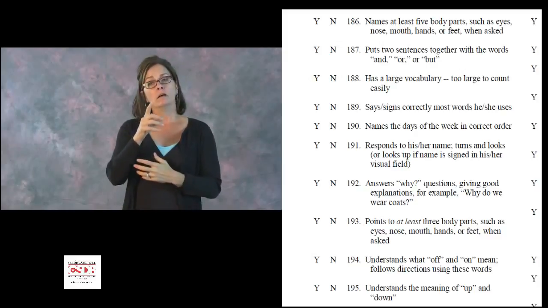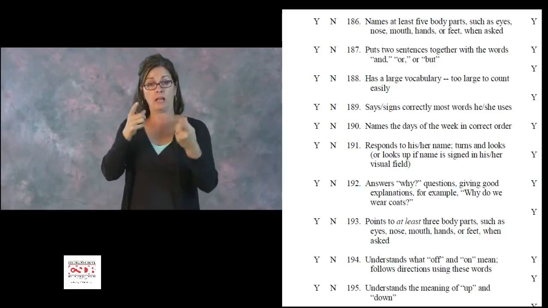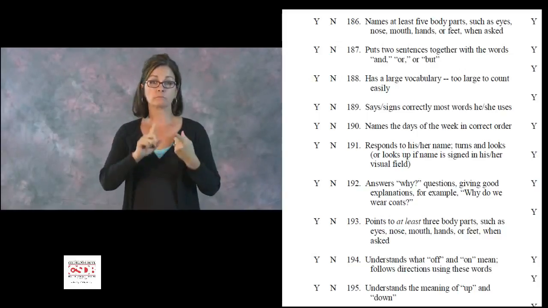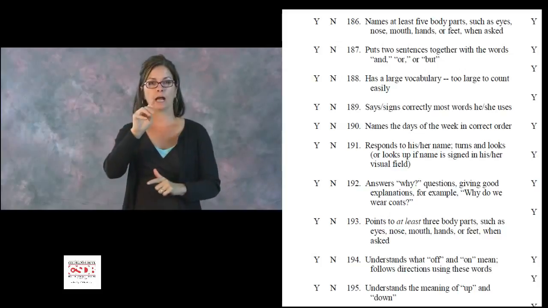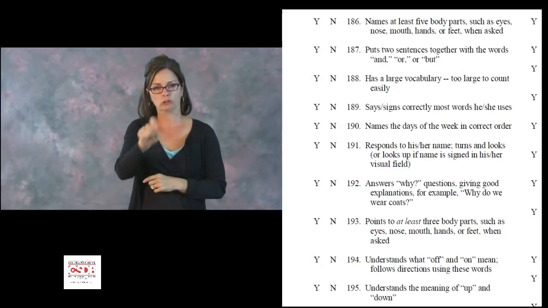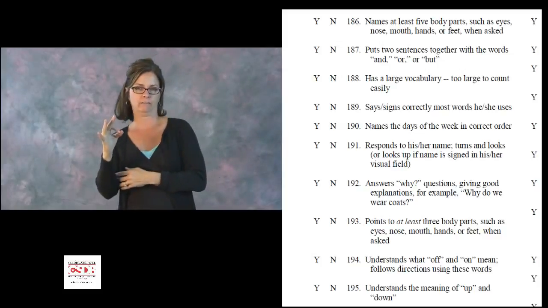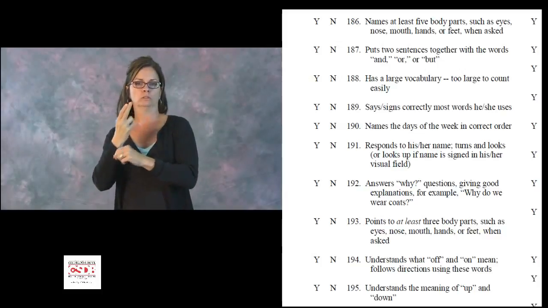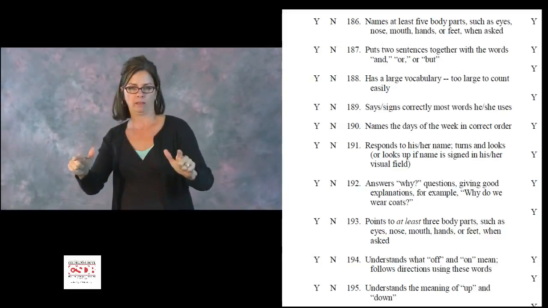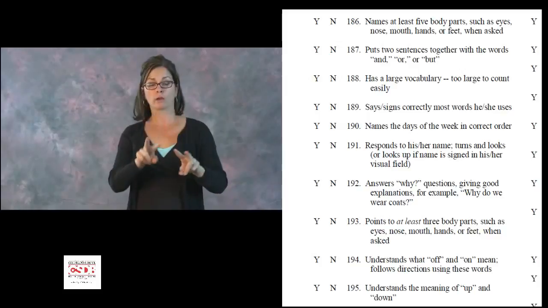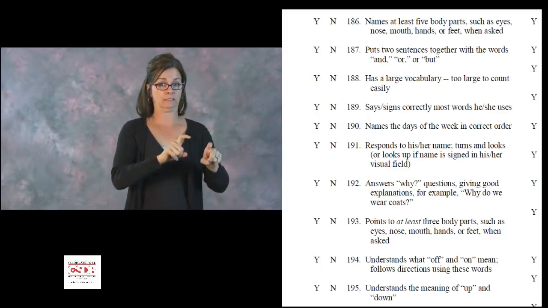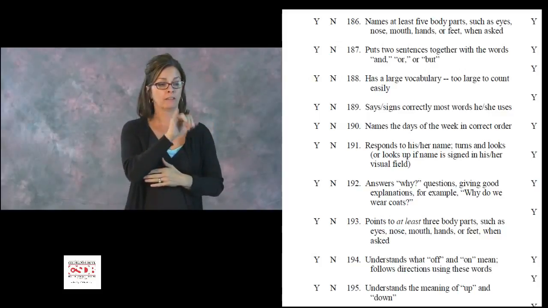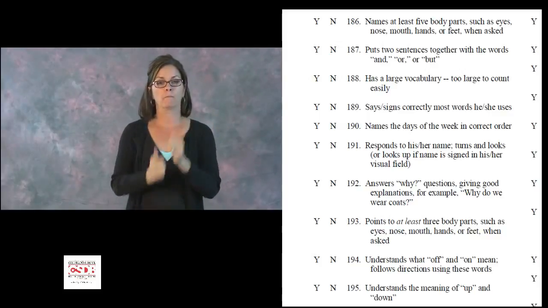Essentially, the adaptations were done for 2 reasons. One is to make it clear to parents that for the language items, they should circle yes regardless of if their child does a particular language item in sign language or in spoken language. So for example, let's look at item 189.